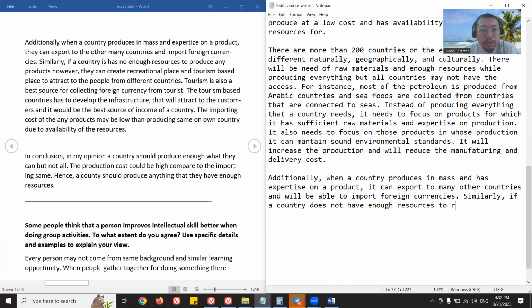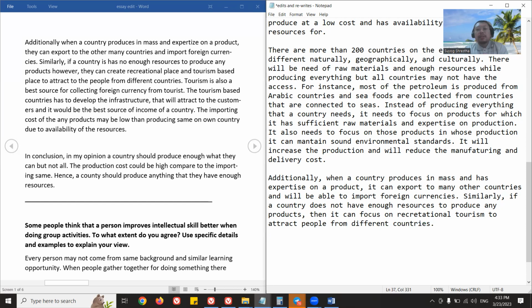Does not have enough resources to produce any products, however it can focus on recreational tourism, right? Attract people from different countries. I think this is the case of Nepal, right? We don't have enough products, but we can definitely focus on recreational tourism, and that is our strength. But maybe some countries are really bad in terms of their situation. They don't have the natural resources, and they also don't have places to attract people, right? So that's very possible from different countries.